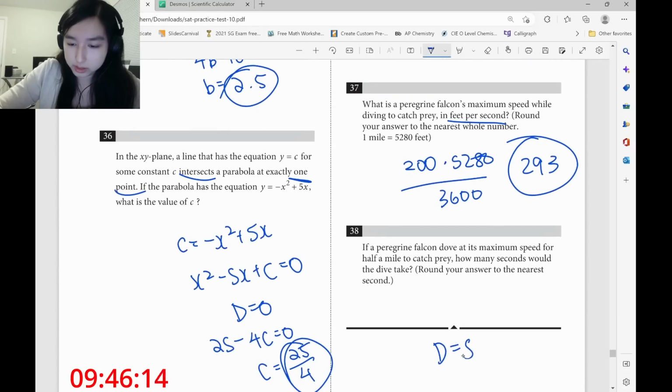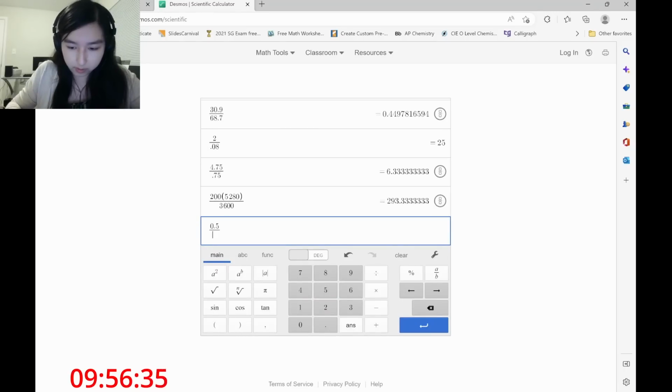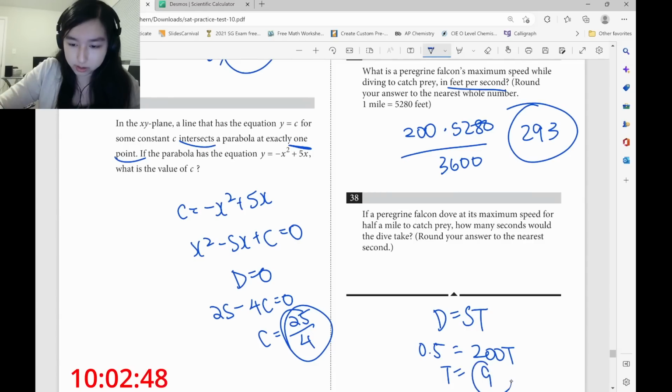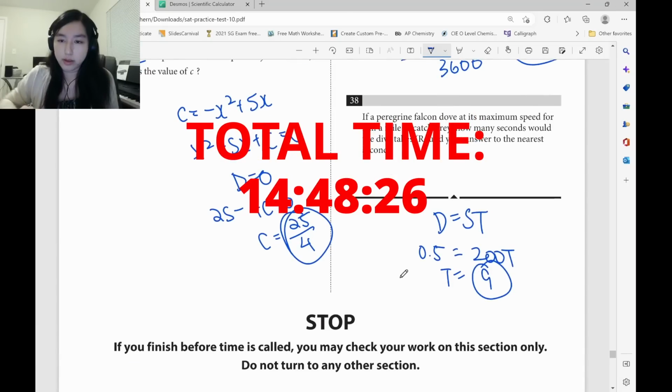And speed is for half a mile, 0.5 equals 200t, so t must equal 0.5 divided by 200. That's not right. Seconds. That's it. Answer is going to be 9. And there we go. That's how you can finish your entire math SAT section in just under 15 minutes.